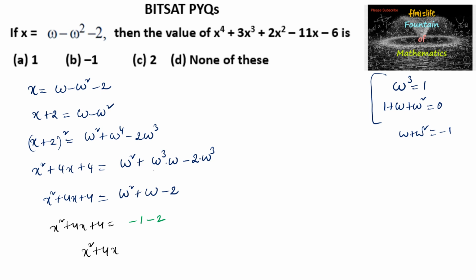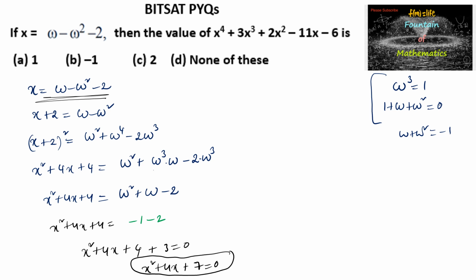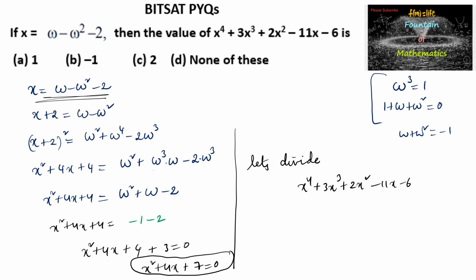x square plus 4x plus 4 plus 3 is equal to 0, or we can write x square plus 4x plus 7 is equal to 0. So for x equal to omega minus omega square minus 2, we got the condition x square plus 4x plus 7 is equal to 0. So let's divide the given polynomial x power 4 plus 3x power 3 plus 2x square minus 11x minus 6 with x square plus 4x plus 7 so that we can find the quotient.